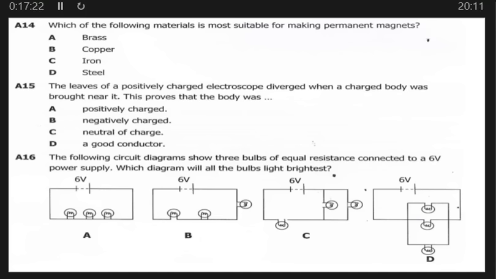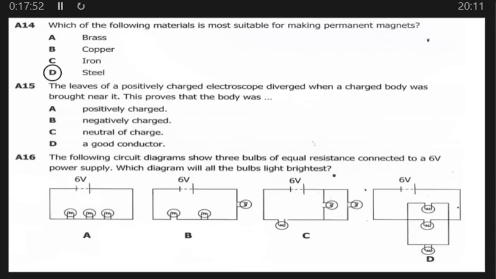So steel is the best or most suitable material for making permanent magnets, because it is not easy to magnetize and also not easy to demagnetize. Copper and brass are not magnetic materials. Iron is a magnetic material, but it is easy to demagnetize and magnetize. So iron is suitable for making non-permanent magnets. All right, so let's go to question number 15.